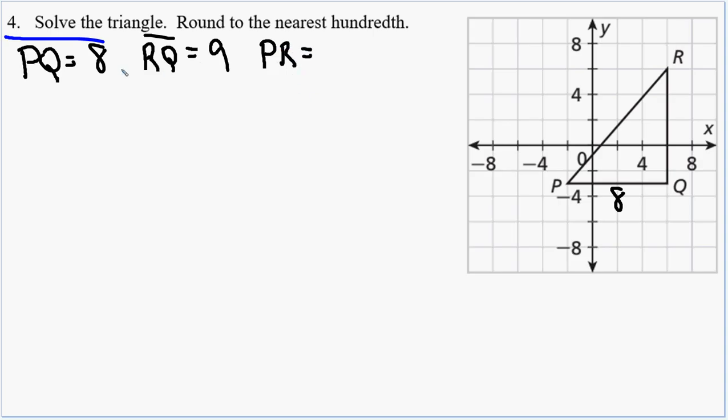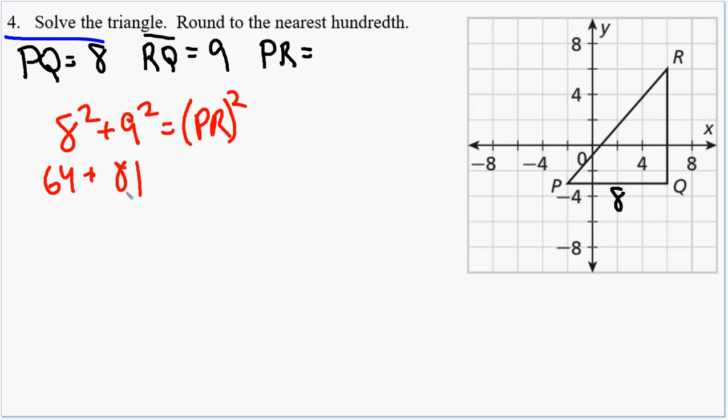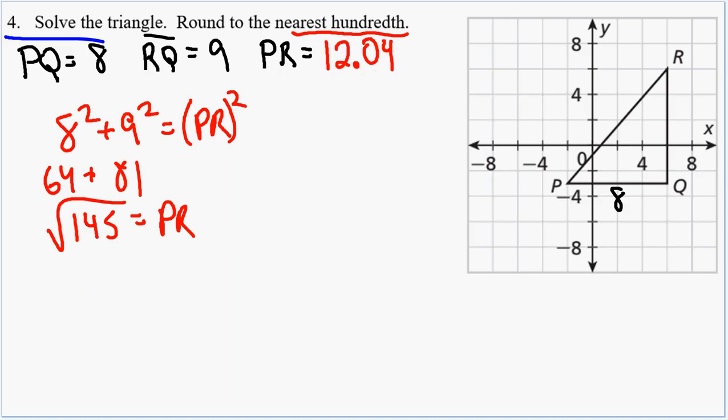So I'm going to switch to red ink and do a quick Pythagorean theorem. Leg squared plus leg squared equals hypotenuse squared. So 8 squared is 64, 9 squared is 81. That adds up to 145, which is equal to hypotenuse squared. So let's square root, and we have the hypotenuse. The root of 145, they do want it rounded to the hundredth. That would be 12.04.